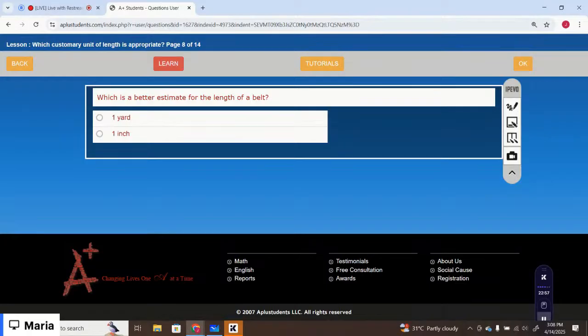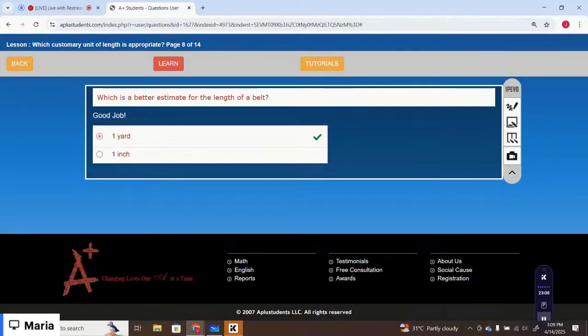Which is a better estimate for the length of a belt, 1 yard or 1 inch? 1 inch is too small. It must be 1 yard. Option number 1 is the correct option.